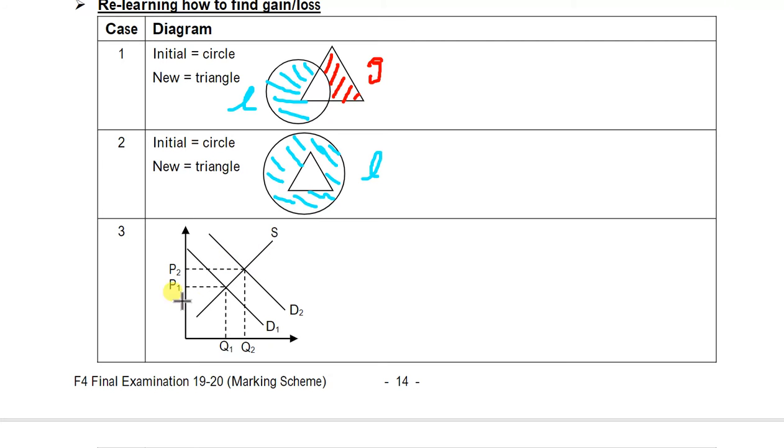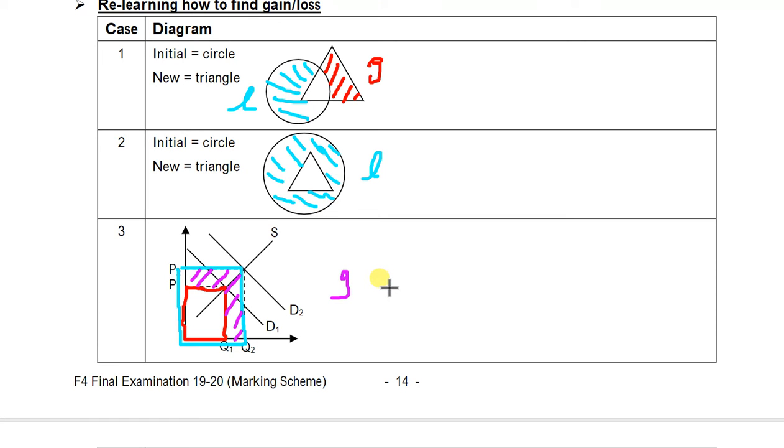In this case, we have already got the price and also the quantity transited. Initially, what do we have? Initially, we have P1 times Q1. Now what we have is P2 times Q2. If you compare these two rectangles, then you can shade this part, which is the gain. I do not write down the whole stuff, but you should be able to get it by yourself.